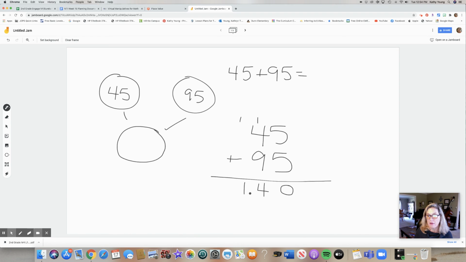You could also say I've got 14 tens, and we know that 14 tens would be 140. So you can do it this way. You can do it drawing your place value discs, whatever way is easiest for you.